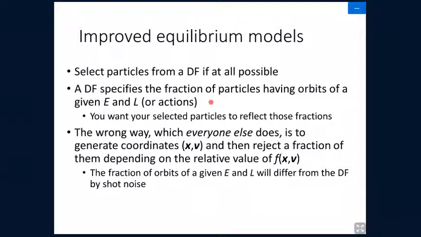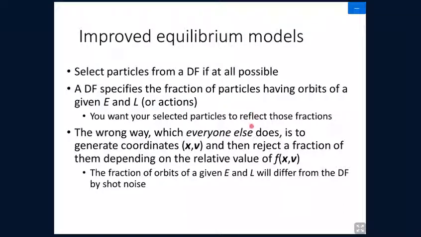And that distribution function specifies the fraction of mass or fraction of particles that you need to include in your simulation for a given E and L. If you use actions, which you can also do, then for a given set of actions. You want the particles that you select to reflect those fractions, and the number of particles of a given E and L wants to be that specified by the distribution function. Now, almost everybody does this the wrong way, and I don't know very many people who do this in the right way.